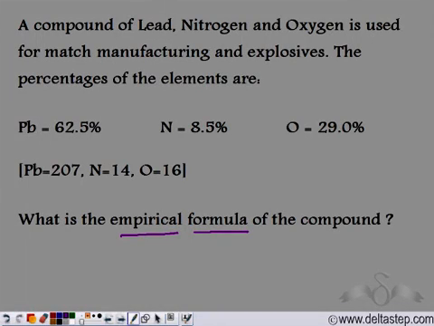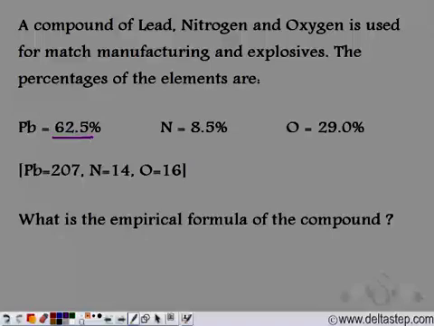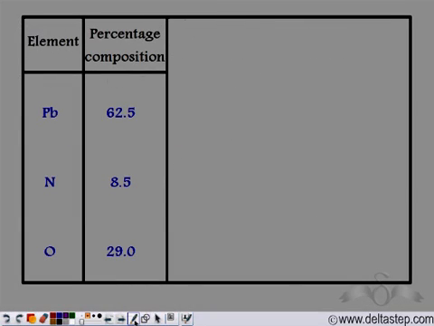So let's start. First of all, the three elements that are present in the compound are lead, nitrogen and oxygen. Now we look for the percentage compositions. So lead is 62.5%, nitrogen is 8.5%, and oxygen is 29% in the compound. Now let's write their atomic masses. The atomic mass of lead given to us is 207. For nitrogen it is 14. And for oxygen it is 16.